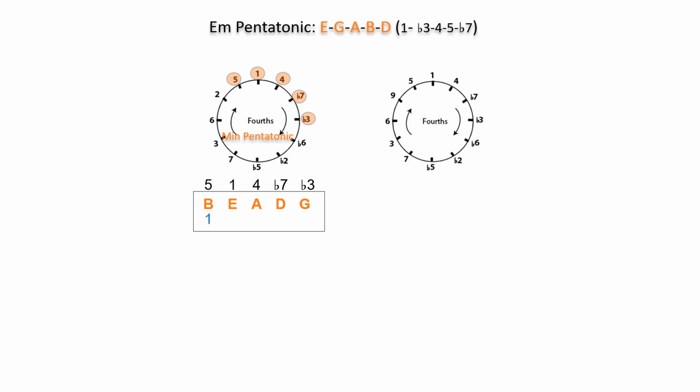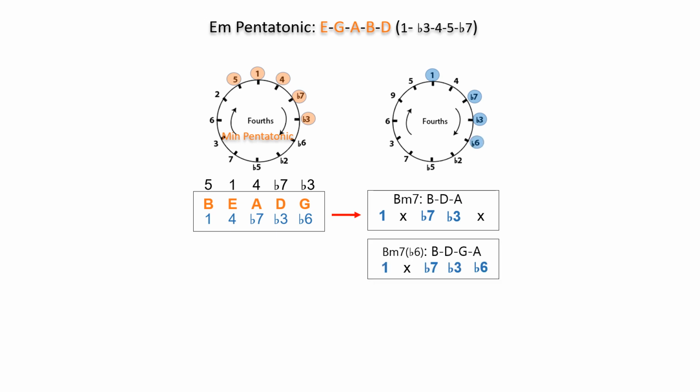From root B, moving in fourths gives B as 1, E as 4, A as flat 7, D as flat 3, and G as flat 6. The scale fits minor 7 chords, but works better if the flat 6 is included. The chord options are B minor 7, B minor 7 flat 6, and B minor 11. The flat 6 clashes with the chord's fifth if played together, but works as a passing tone in the scale. When included as a chord tone, it creates an Aeolian sound, with no clash between chord and scale.